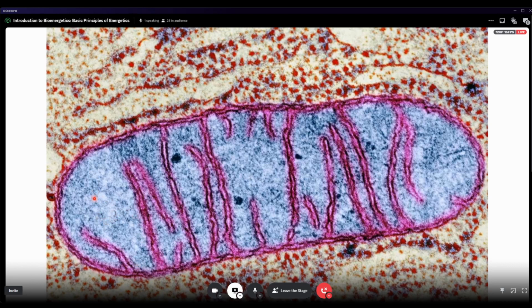And basically the matrix, which is the inside of the mitochondria, is where you have all the biochemical magic happening, where you have accumulation of metabolites, the regulation of transport of metabolites, and basically everything that you need to have this electron transport and ATP generation. The metabolites are all inside the matrix.